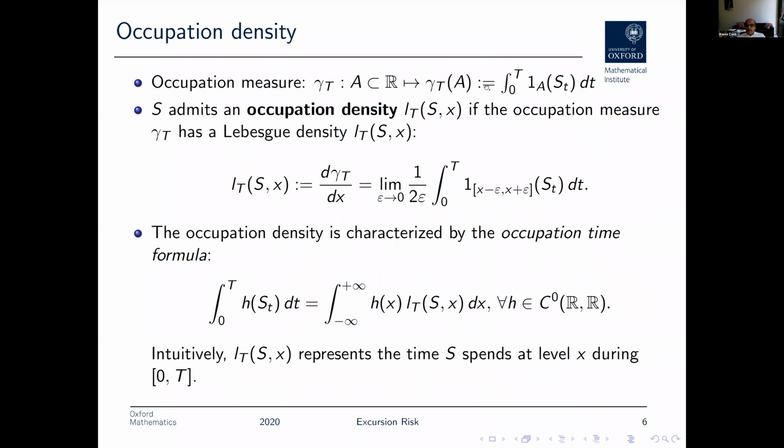So I take this path S, the path of a signal. We only assume it's continuous, though all these things make sense for càdlàg paths, but I'm going to assume it's continuous. So S is some continuous function of time.